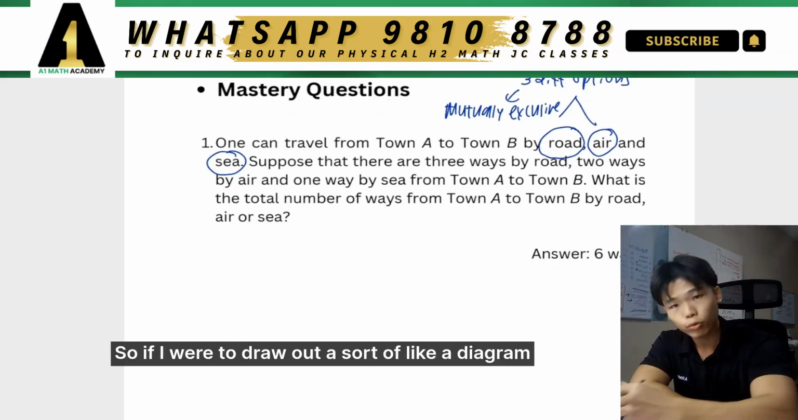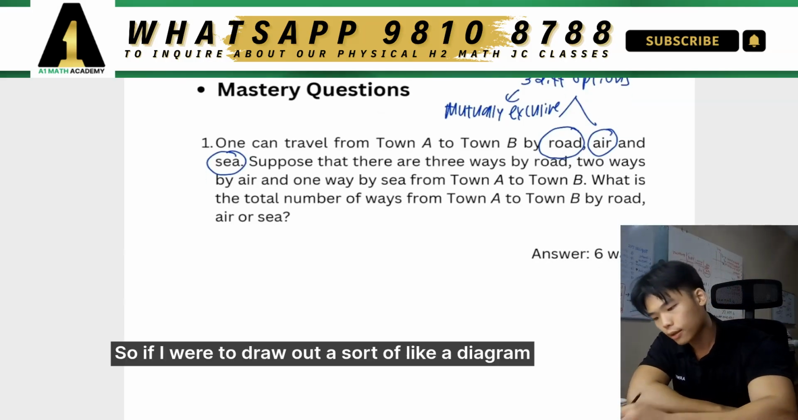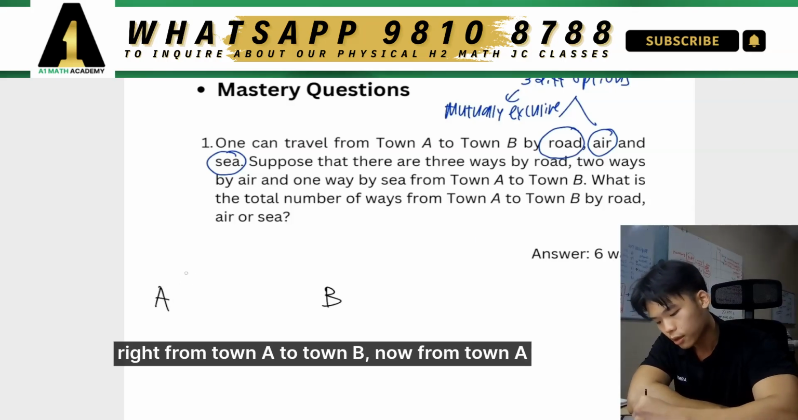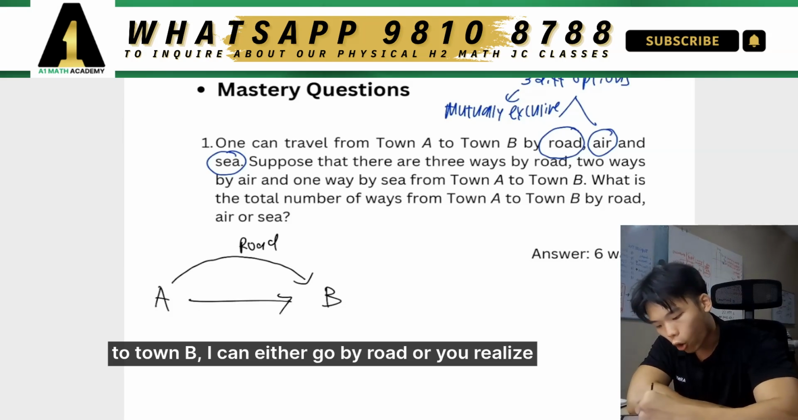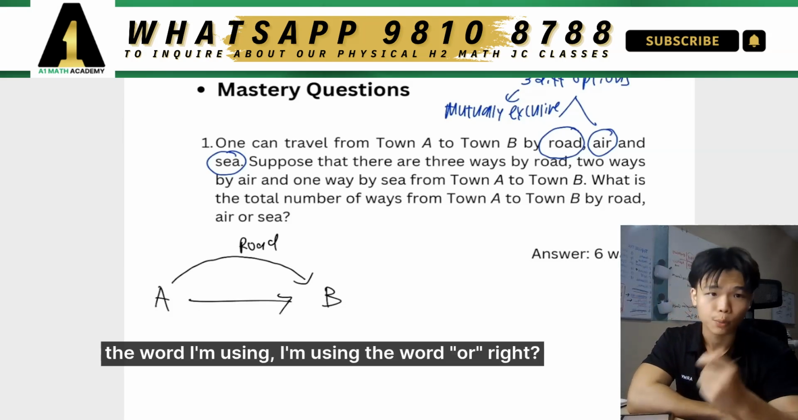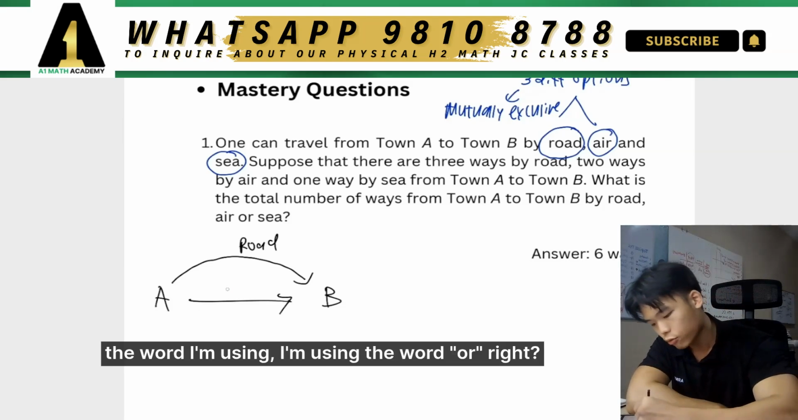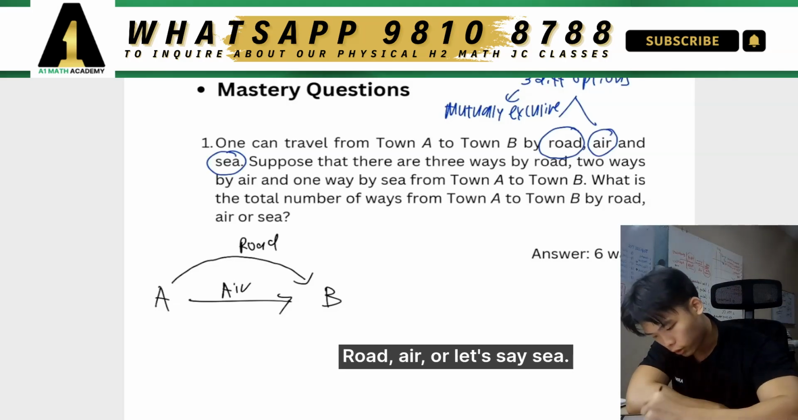So if I were to draw out a sort of diagram, right, from town A to town B. Now from town A to town B, I can either go by road, or you realize I'm using the word or, right? Road, air, or let's say sea.